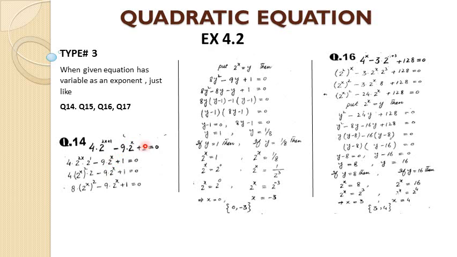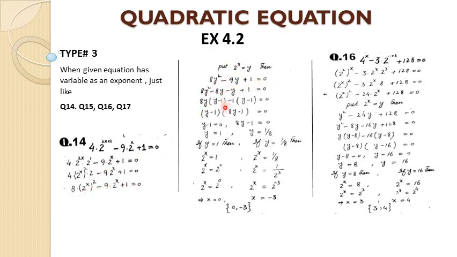And these two terms are the same. Now you can see that 2 raised to the power 2x, can I write it like this? 2 raised to the power x, whole square. Why did I write this? Because 2 raised to the power x and 2 raised to the power x are the same, like in type 1 and 2. So we can suppose y is equal to 2 raised to the power x. We suppose it. So 8y square minus 9y plus 1 is equal to 0.